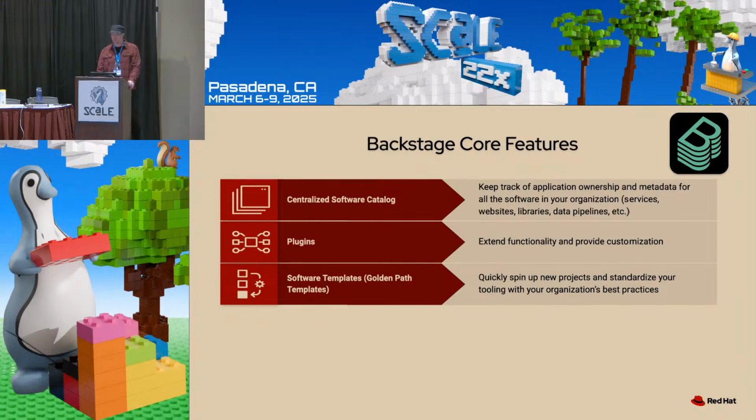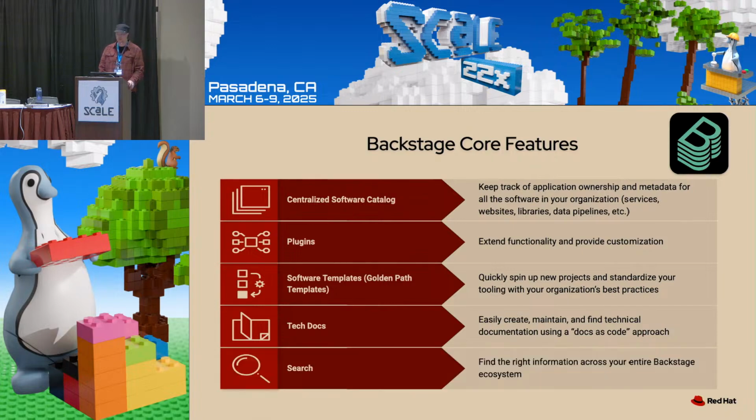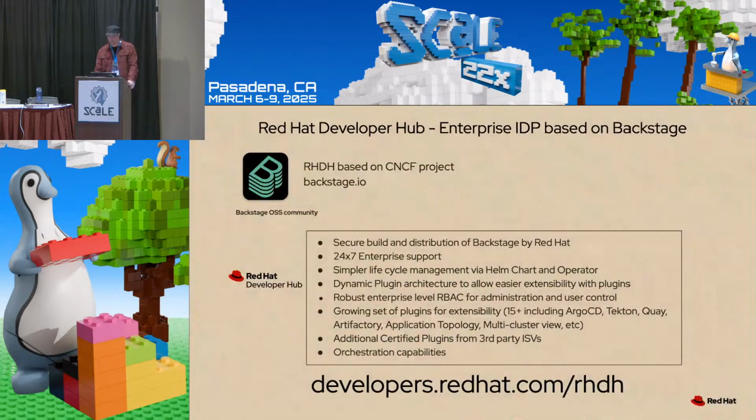Software templates are going to give you ways to quickly spin up new projects and standardize your tooling. And TechDocs, easily create, maintain, and work on documents in a docs as code style. Last thing we have is search. This is kind of my main selling points for Backstage, this list here. Having an integrated search system is pretty cool. As far as I know, it indexes not just your source code, but also all of the tech docs as well, making everything very easily discoverable for folks.